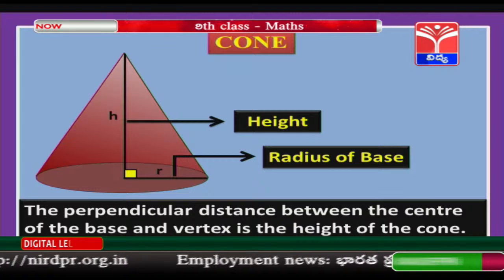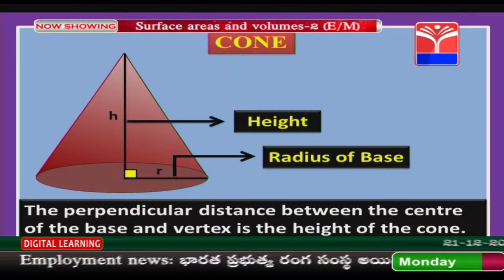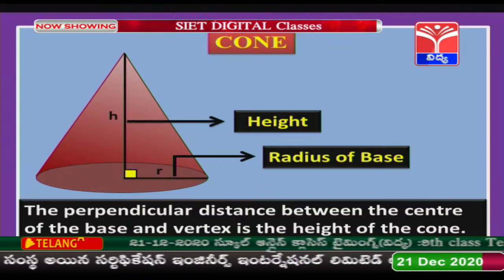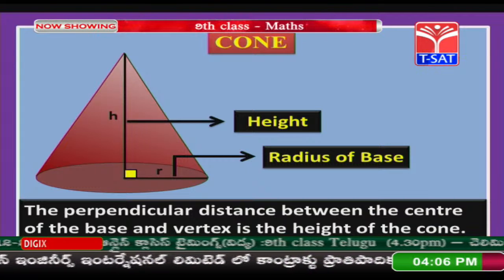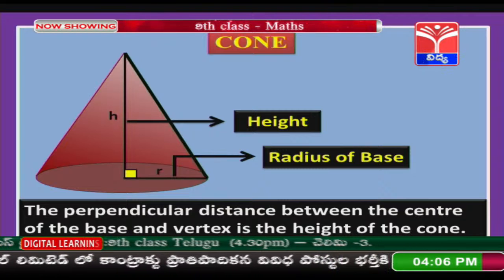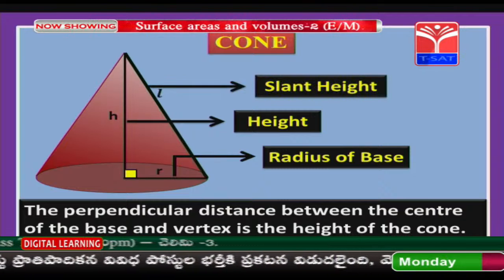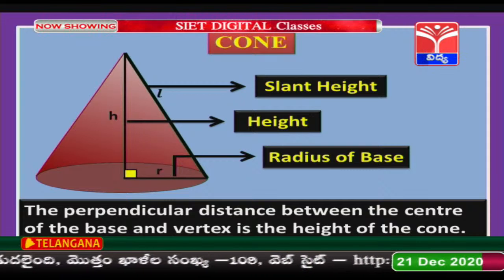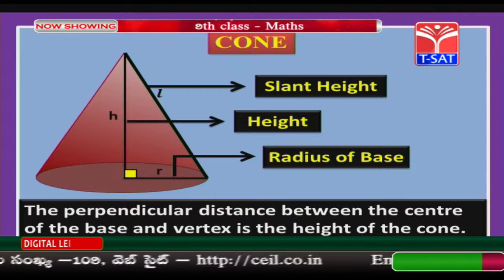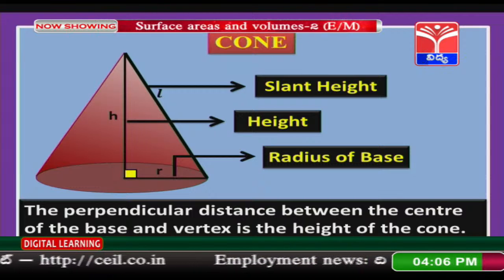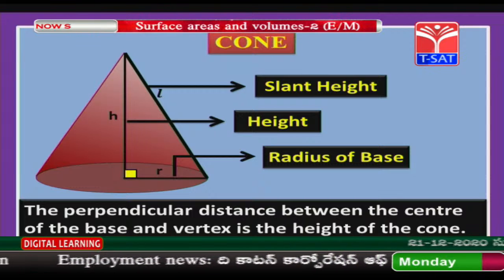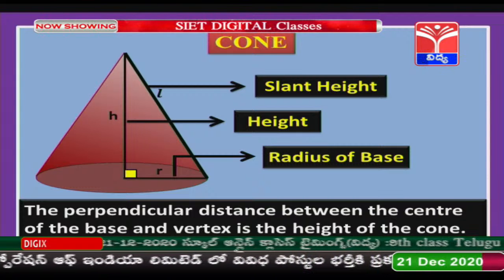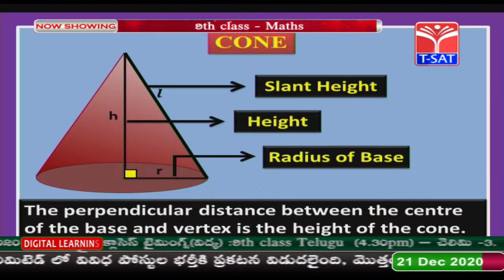So, what is the height, children? It is nothing but the perpendicular distance between the center of the base and the vertex. Now, apart from this height, we have one more height also. Let us see this, children. Yes, can you see that, children? This height is denoted by L and we call it slant height. So, children, you need to be very particular in this case, because we have two heights. One is the slant height, the other one is the normal height. Normal height is nothing but the perpendicular distance, whereas the slant height is inclined at a certain angle.